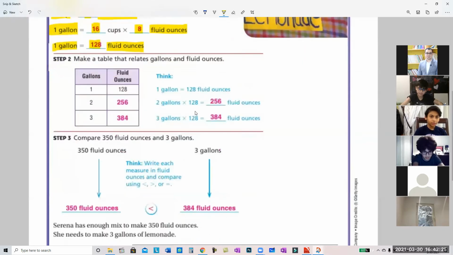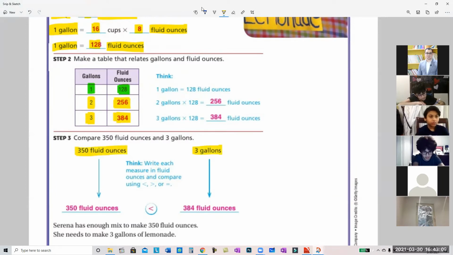Okay, so let's take a look at this table here. If we have 1 gallon, it will be 128. And if we have 2 gallons, you need to multiply by 128 to give us the number of fluid ounces, which is 256. And if we have 3 gallons, I'm going to multiply by 128 again to get the number of fluid ounces, which is 384. Now, the question is, how can we compare between 350 fluid ounces and 3 gallons?